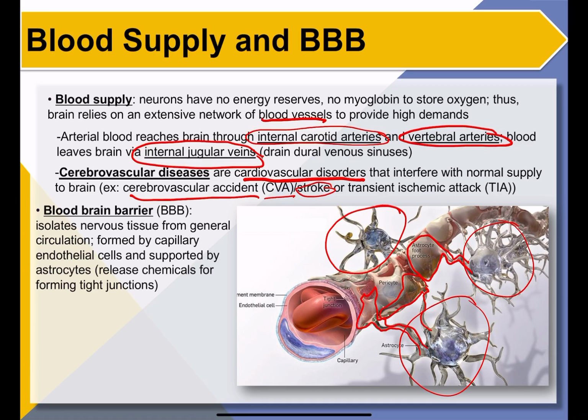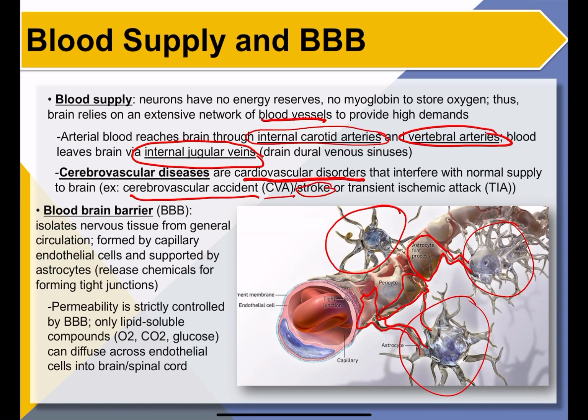the person can die. Okay, so the blood barrier that surrounds the brain, that surrounds capillaries that go to the brain, is called the blood-brain barrier. And what the blood-brain barrier allows through are usually small, lipid-soluble compounds like oxygen, carbon dioxide, and glucose.